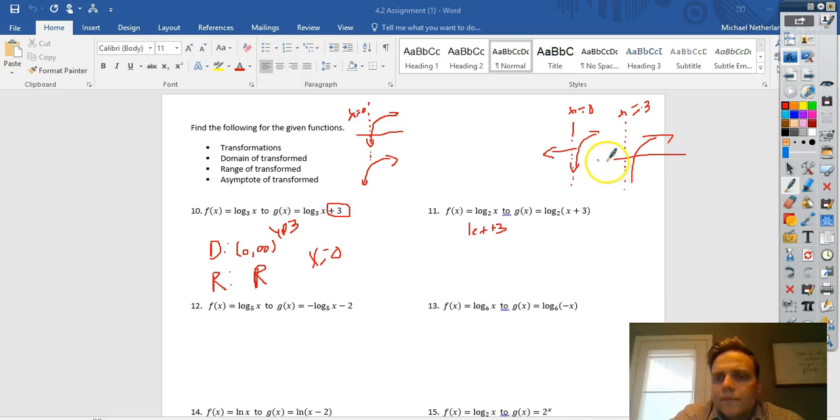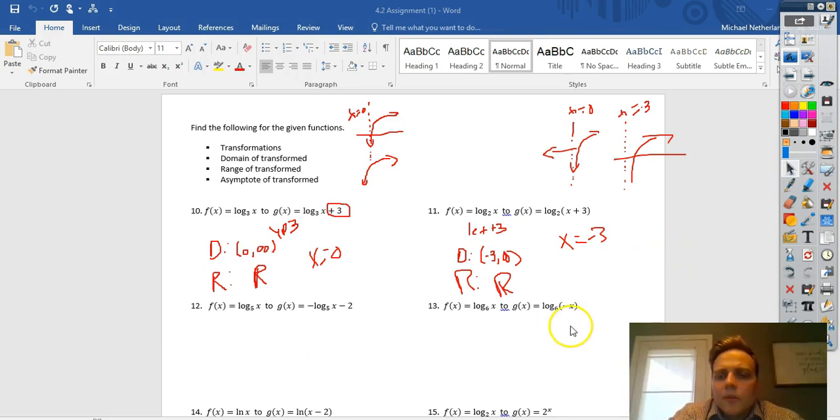Okay? So my domain now is not 0 to infinity, it's negative 3 to infinity. Okay? And my range is still all real numbers. That's nice. However, my vertical asymptote has changed. My vertical asymptote is at x equals negative 3. Okay? So that's the basic idea.